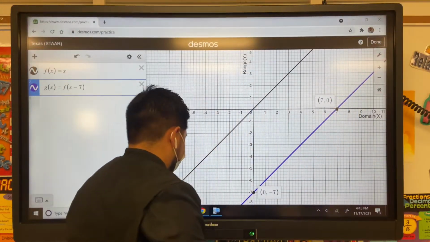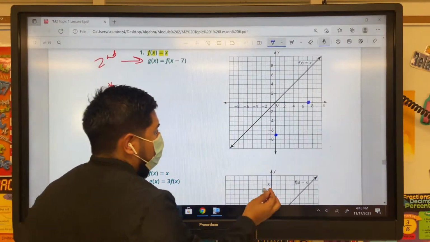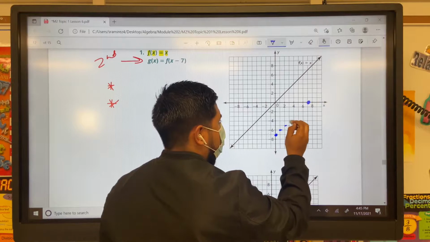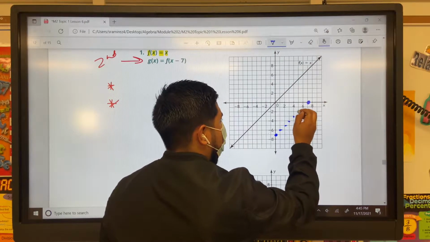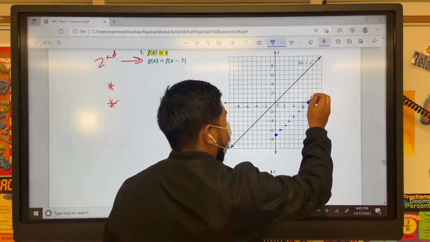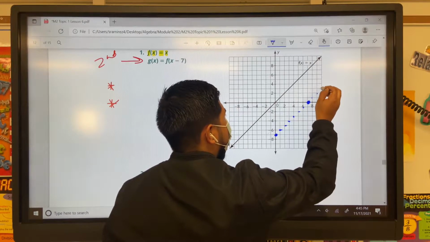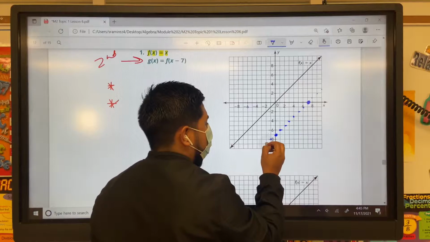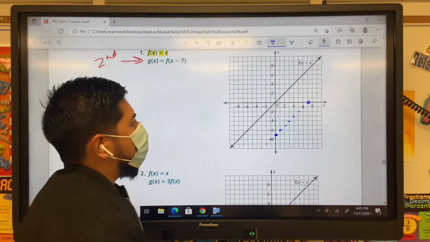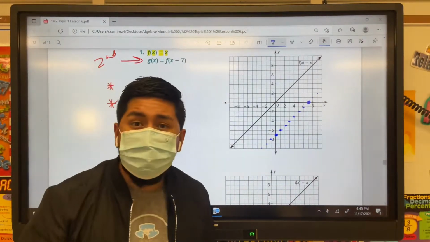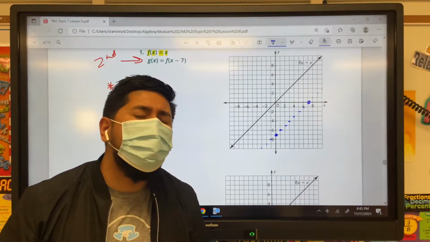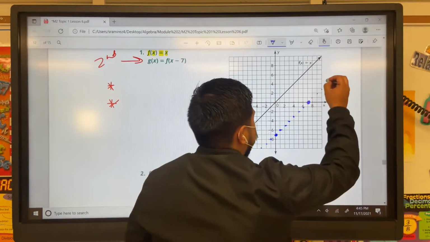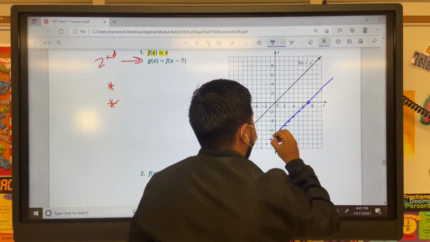Let's keep rolling. Up one, over, boom, boom, boom. Coming downwards across, boom, boom, boom. Sir, do we have to graph every point? Yes, you must graph every point because we want you to. Do it. Make sure you can do it. Connect all our points, forming a nice, beautiful line.